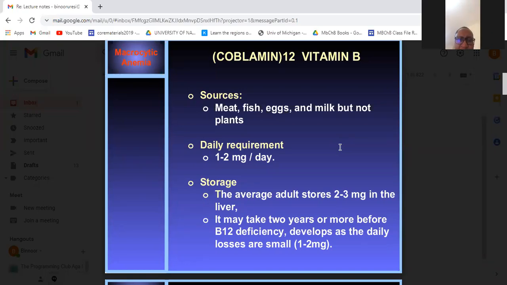So the half-life is up to 1 year, meaning that if you stop eating meat products, you can stay for a whole year without having symptoms of vitamin B12 deficiency. Next slide.